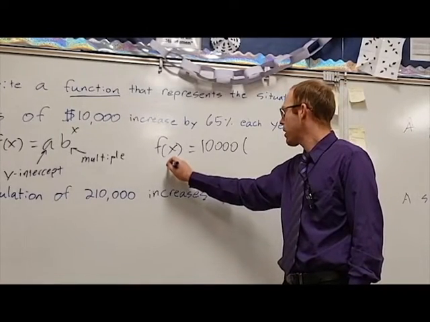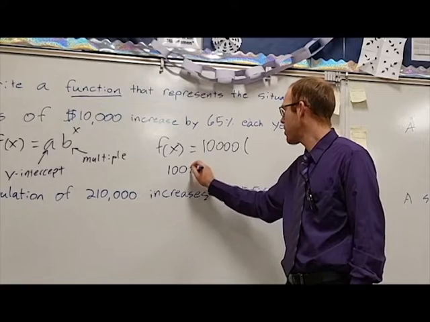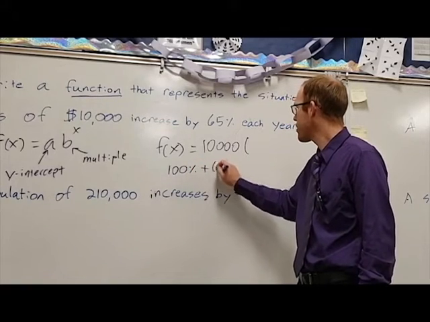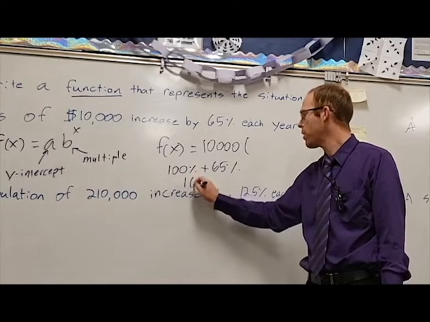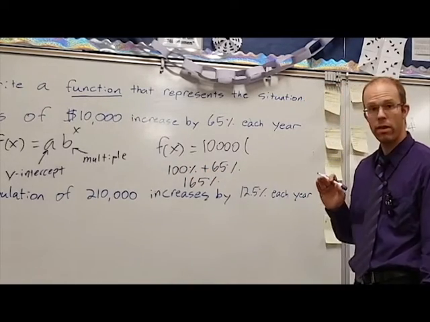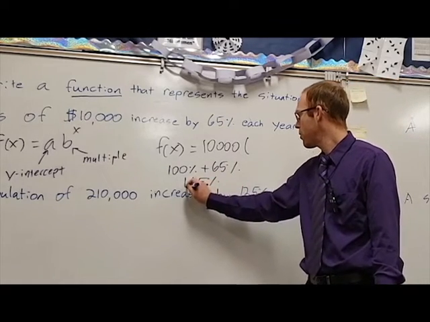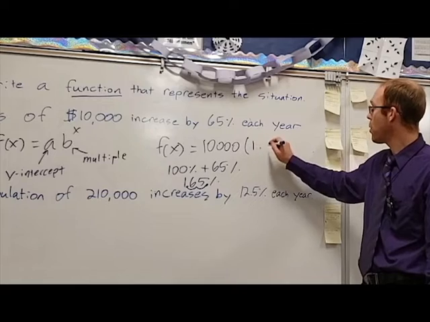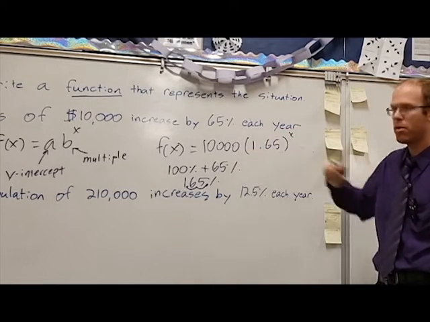So we have to go back to part 1 of this section, and remember that 100% plus the 65% gives us a total of 165%. That will be our multiple written in decimal form. To put that in decimal form, move that decimal over twice and we get 1.65 to the x. That's question number 1.